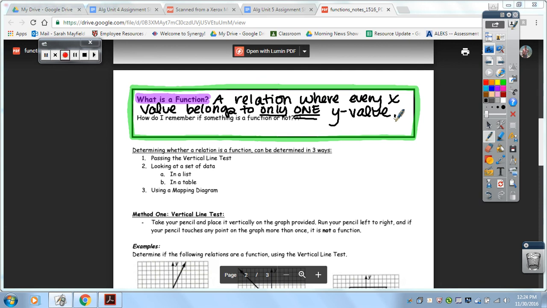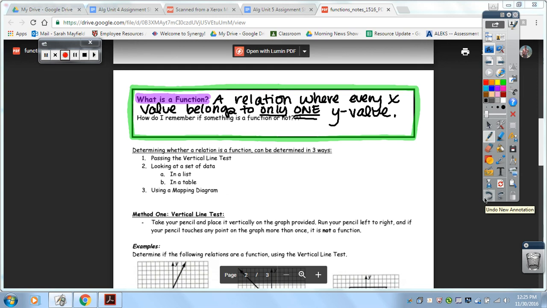Every x value is only belonging to one y value. Each x value cannot go to multiple y values. So think about a husband and wife. Every husband has one wife. If your husband has more than one wife, something's wrong. But also, that means it's not a function because it's going to more than one wife, which is a y value. Okay?